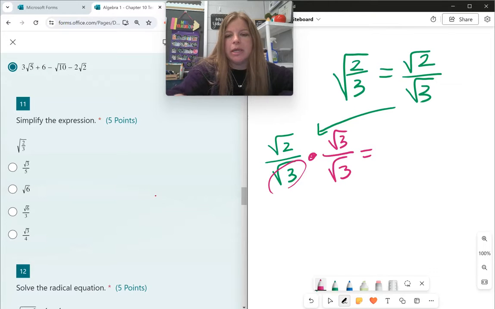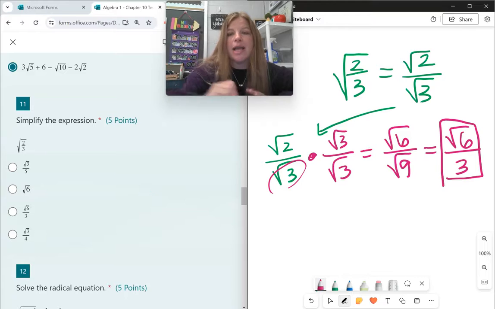Here's what happens. Ready? Radical 2 times radical 3 is radical 6. Radical 3 times radical 3 is radical 9, which we know. We know the square root of 9. It's 3. And so my final answer becomes radical 6 over 3. And there's no longer a radical in the denominator. Perfect.